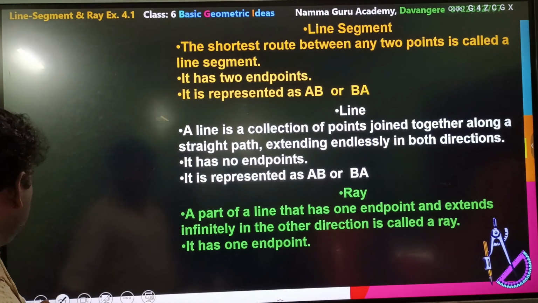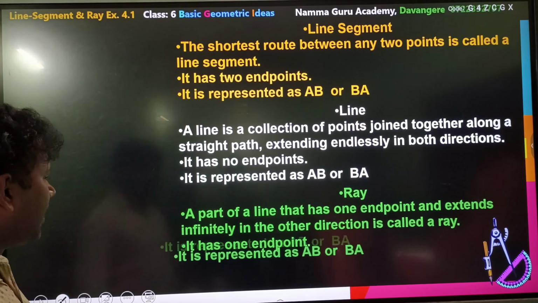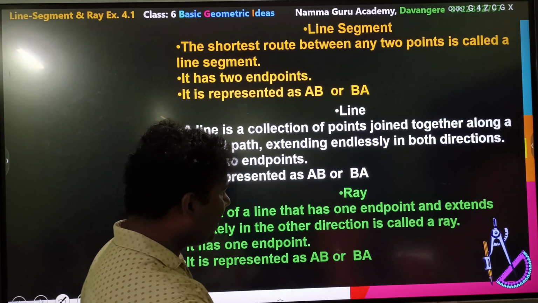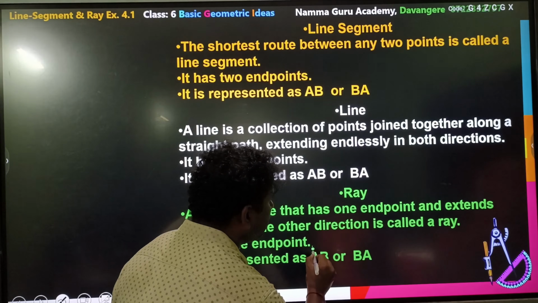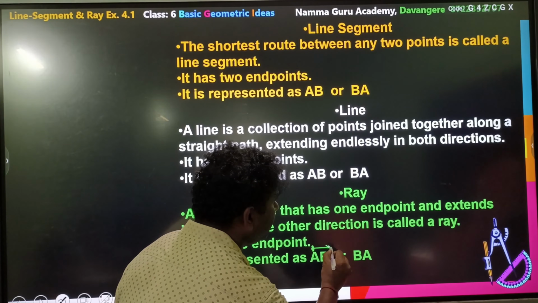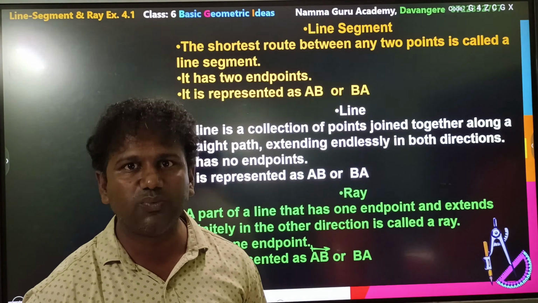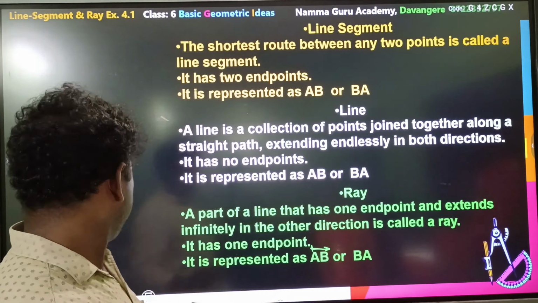And then here, it has only one end point, and it can also be represented as A and B. But one side we need to mark like this, and another side we need to show an arrow mark. In this way, we can denote a ray.